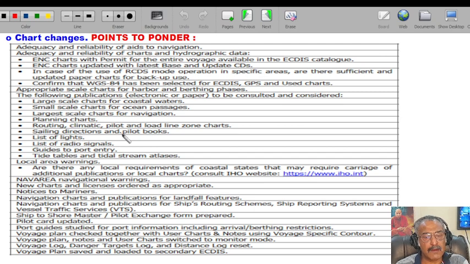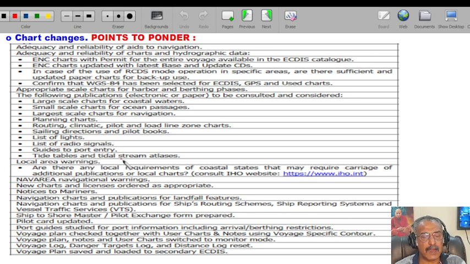Then comes sailing directions and the pilot books. Of course, you have to take cognizance of all these things, that in case of any deviation, or if you're going into the ice area, whatever is the case applicable to you, all these things have to be taken into consideration when you're planning a passage. List of lights, list of radio signals, guide to port entry. Wherever you're going, you should have all these things.